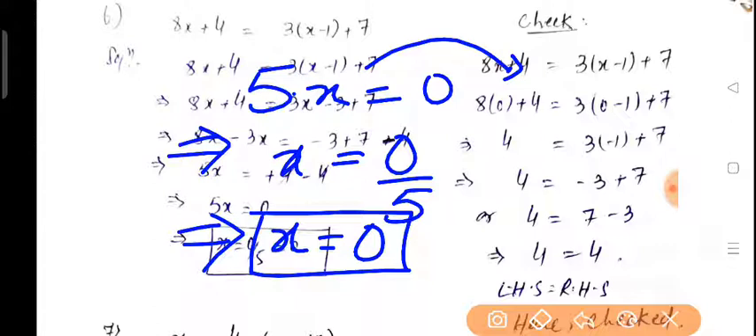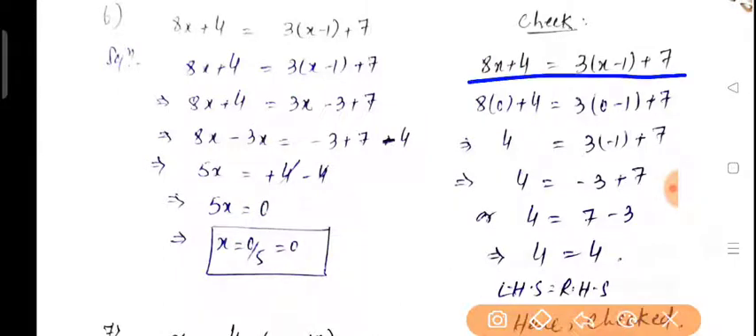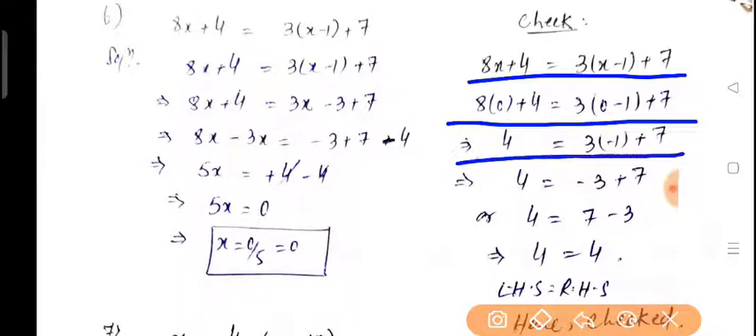Now we have to check our solution, whether it is wrong or right. In order to check our solution, we have to write our question again, that is 8x plus 4 is equal to 3 into (x minus 1) plus 7. Moving on to the next step, in place of x we put 0 here, that is 8 multiplied by 0 plus 4 is equal to 3 into, in place of x we put 0, (0 minus 1) plus 7. Then solve further. 8 into 0 is 0, plus 4.